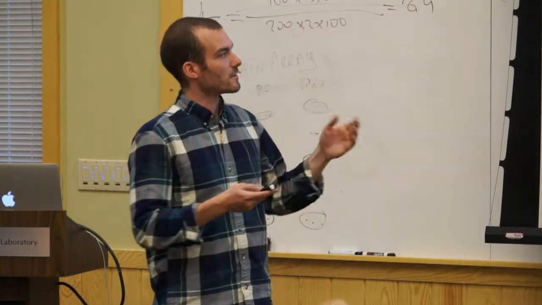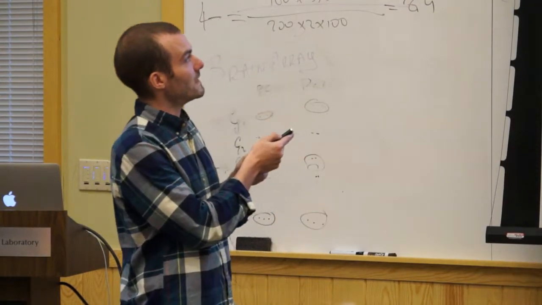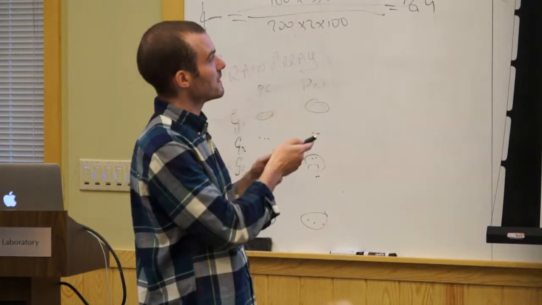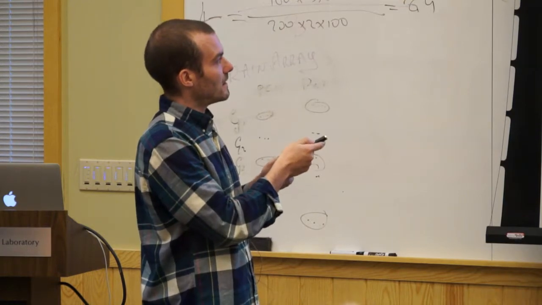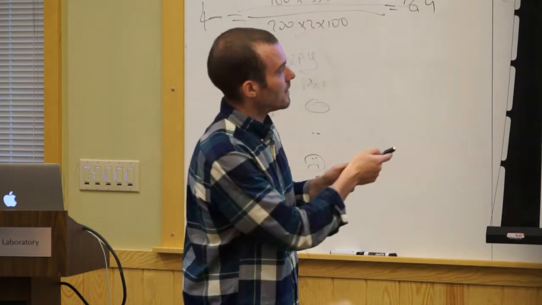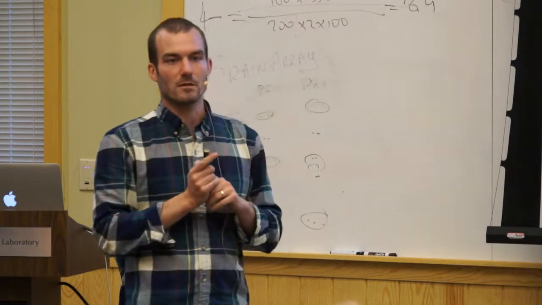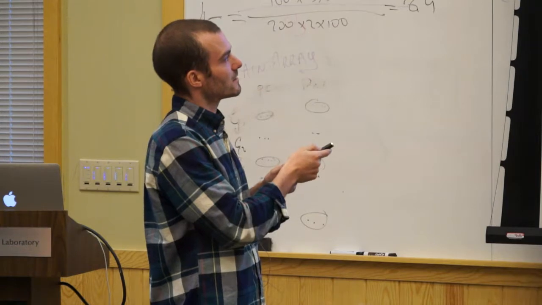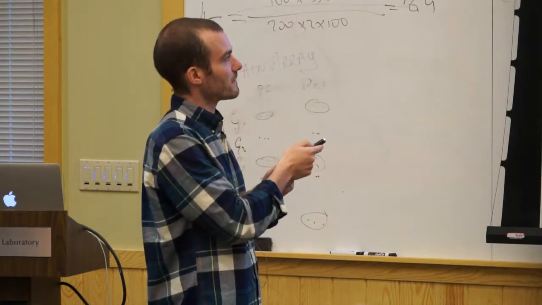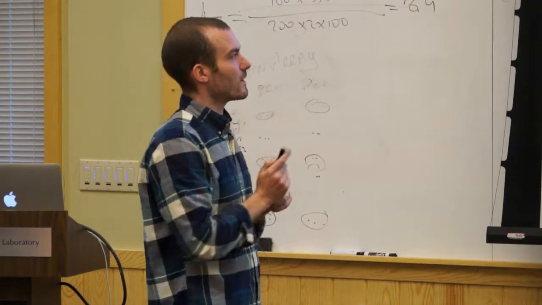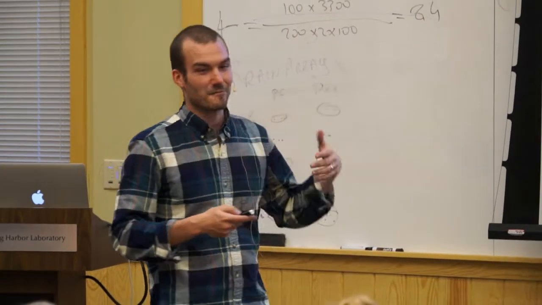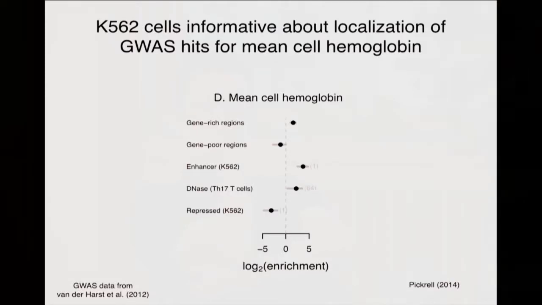So if we start going through all of our traits, here's mean cell hemoglobin, and here's the same sort of model now for hemoglobin levels, and we find that enhancers in K562 cells are about 4 to 8-fold enriched among the GWAS hits. So the GWAS hits are 4 to 8-fold enriched among K562 enhancers and depleted away from repressed chromatin in K562 cells. And that was your question before, was what is a K562 cell? It's a precursor to red blood cells. And hemoglobin levels is our phenotype here.